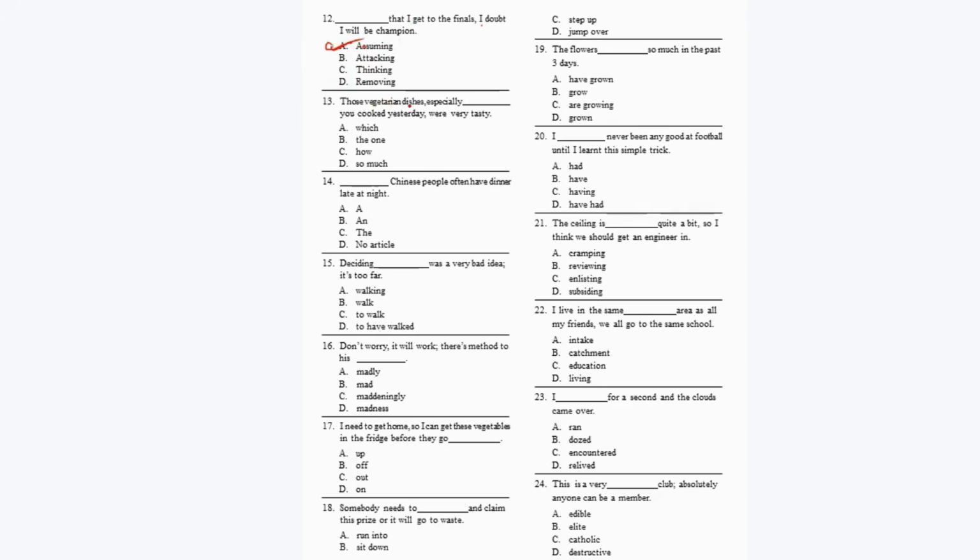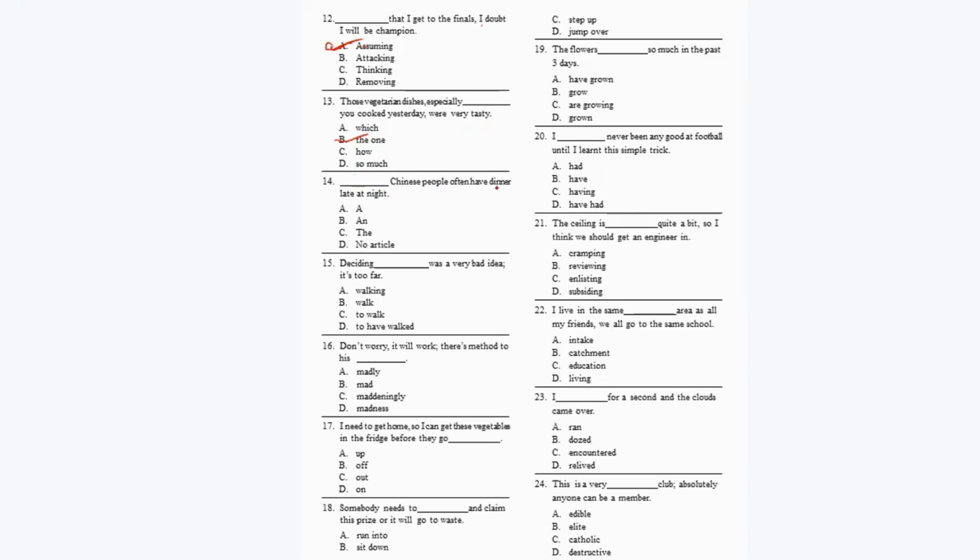Those vegetarian dishes, especially you cooked yesterday, were very tasty. Now here you're pointing to particular dishes that you cooked yesterday. So it should be those vegetarian dishes, especially the one you cooked yesterday, were very tasty. So the answer is option B here.